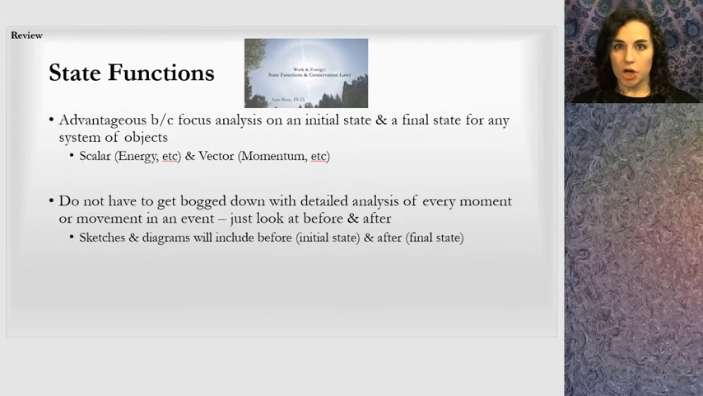State functions are advantageous, and we see this with energy, that we only have to identify an initial state and a final state, especially in conjunction with conservation. And this principle works for scalars and vectors. So we saw this with energy, initial state, final state. We can conserve quantities in between, take into account if there's any external forces adding or taking away energy from the system, and that makes it easy, right?